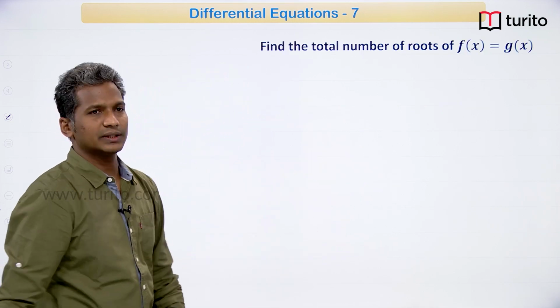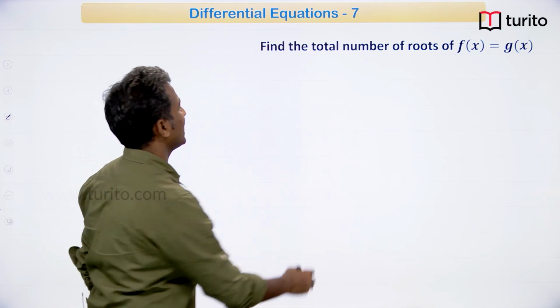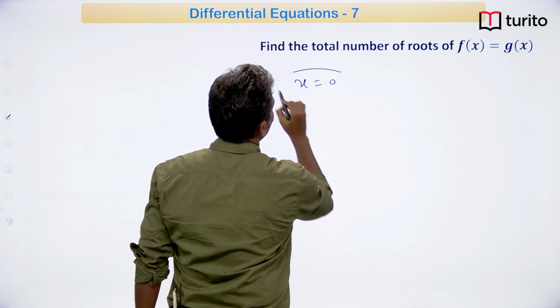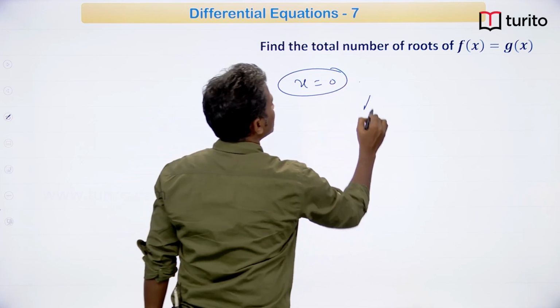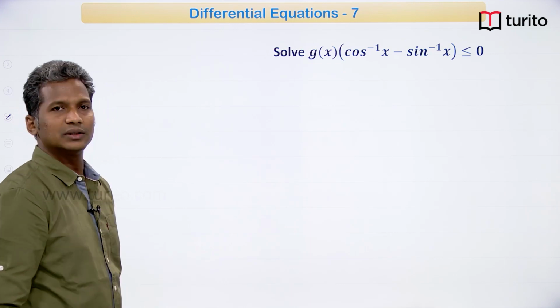Now let us look at the other. f of x equal to g of x has only one solution, which is at x equal to 0. This is the only solution. So the answer is only one solution. Okay. Now let us look at the third part.